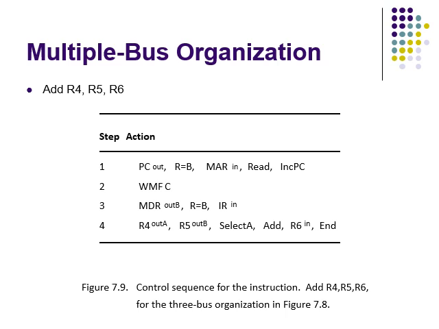So consider a 3 operand instruction as shown here. The control sequence for executing this instruction is given here. In step 1, the contents of the program counter are passed to the ALU using the R equal to B control signal, and loaded into MAR to start a memory read operation.